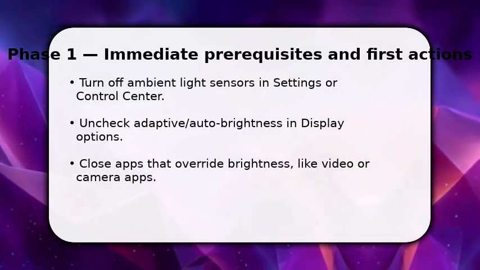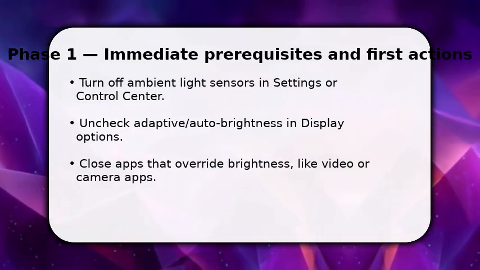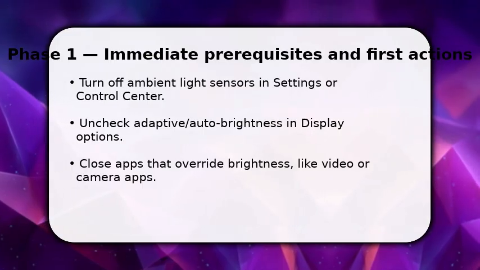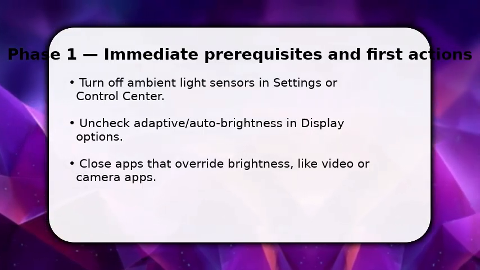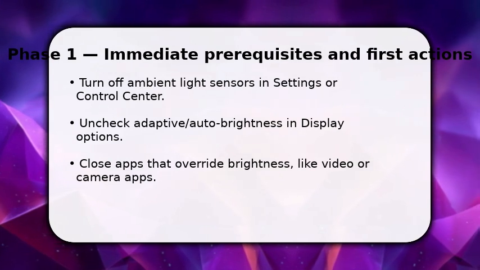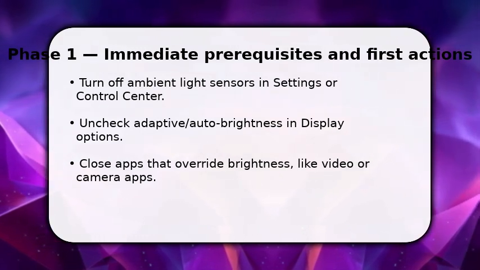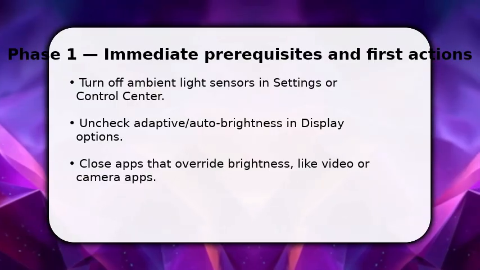Make sure to close or uninstall apps known to control brightness. Finally, reboot the device to ensure the changes take effect and to clear transient processes that might still adjust the screen. You now lock in a stable brightness.